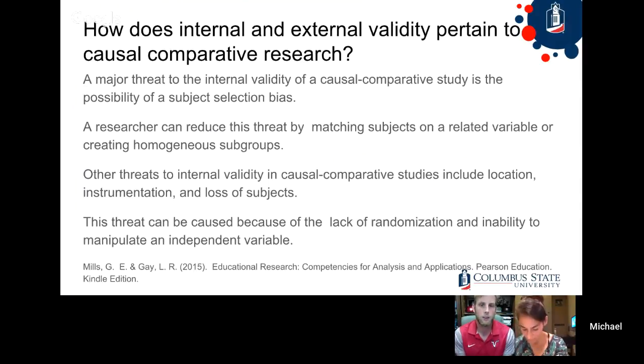How do internal and external validity pertain to causal comparative research? A major threat to the internal validity of a causal comparative study is the possibility of subject selection bias. A researcher can reduce this threat by matching subjects on a related variable or creating homogeneous subgroups. Other threats to internal validity in causal comparative studies include location, instrumentation, and loss of subjects. These threats can be caused by a lack of randomization and inability to manipulate an independent variable.